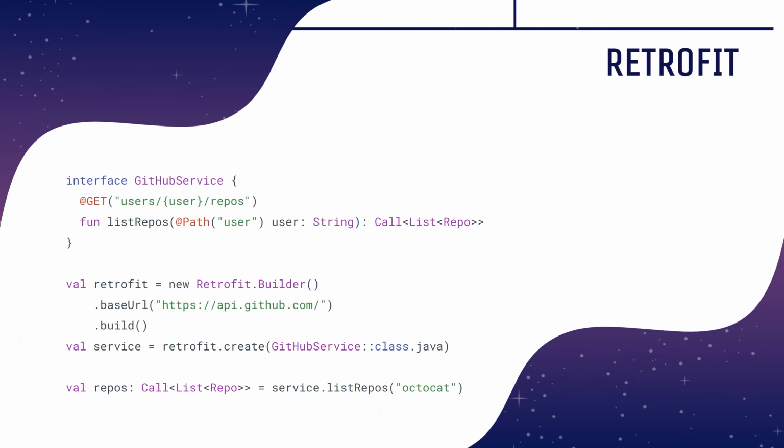So with Retrofit, you define basically an interface of the different routes that your application will need to access. This is using an example of a GitHub API. So we have defined our GitHub service. This is the route after the api.github.com. This is our base URL, but after api.github.com, we could have a bunch of different resources, right?